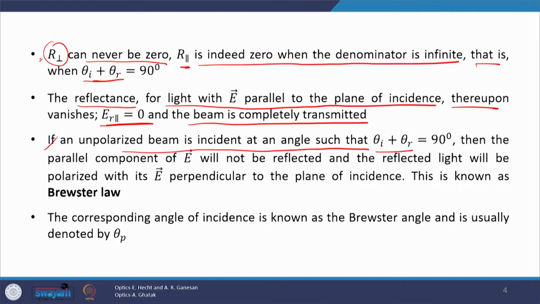I repeat, if we launch an unpolarized light at an angle such that theta I plus theta r is equal to 90 degrees, then the parallel component of the field will not be reflected, it would be transmitted totally, and therefore, in the reflected arm we will have a light whose E field is perpendicular to the plane of incidence, and this is exactly Brewster's law. The corresponding angle of incidence is known as Brewster's angle. This particular theta I is called the Brewster angle and is usually denoted by theta p.